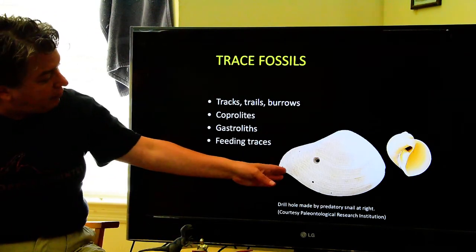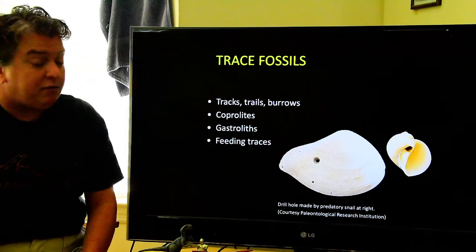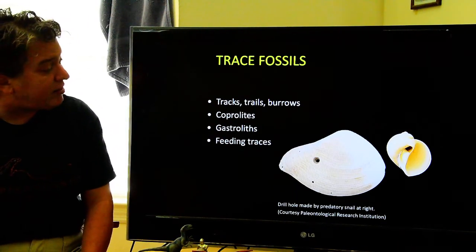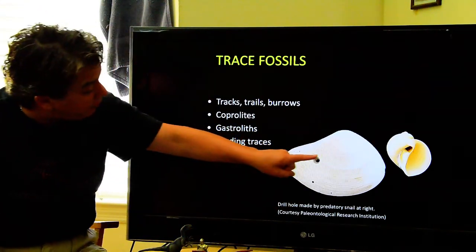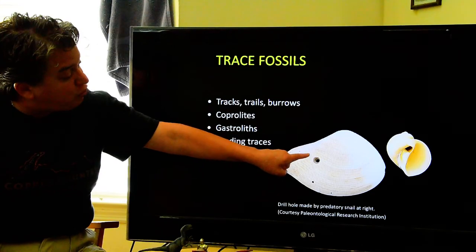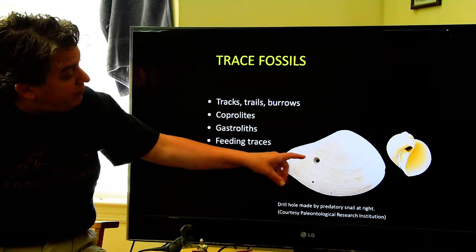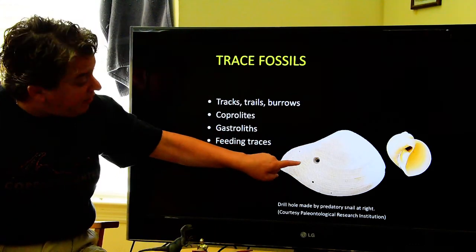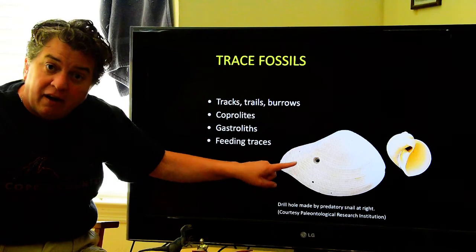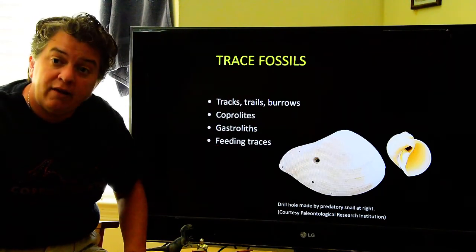And then there are feeding traces. So we have these shells right here, and then we have this. That is a drill hole made by a predatory snail. That's the shell of the predatory snail. It comes up to this organism, it drills a hole in there, and then it eats the organism. And so even though the snail didn't leave a piece of its body there, it left evidence of itself there. And that counts as a trace fossil.